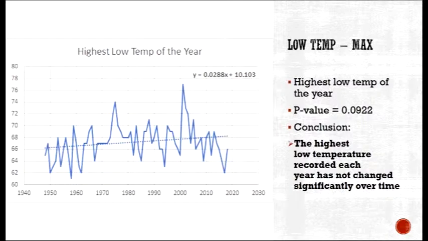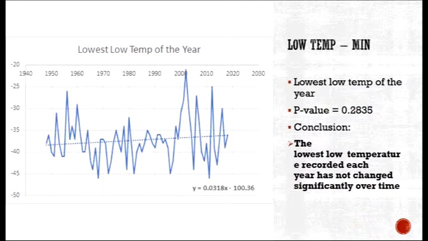The graph shows the highest low temperature of the year. The highest low temperature recorded each year has not changed significantly over time. The graph shows the lowest low temperature of the year. The lowest low temperature recorded each year has not changed significantly over time.